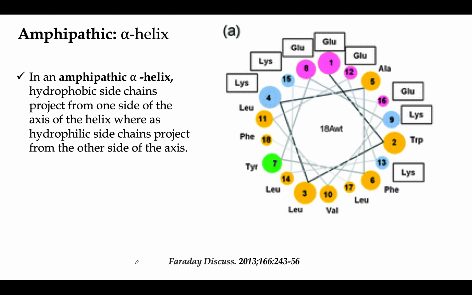There is a particular type of alpha helix that is not covered in your textbook but is often asked. It is called an amphipathic alpha helix. Amphipathic, amphibian, amphibious means having both. So amphibian animals means one animal that can live both on land and water. Amphipathic alpha helix contains both polar and non-polar amino acids.